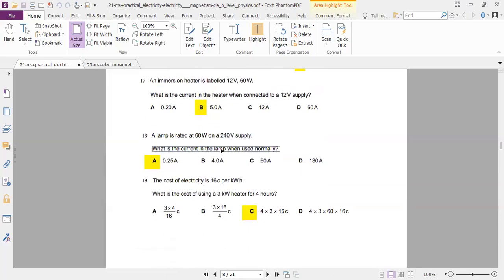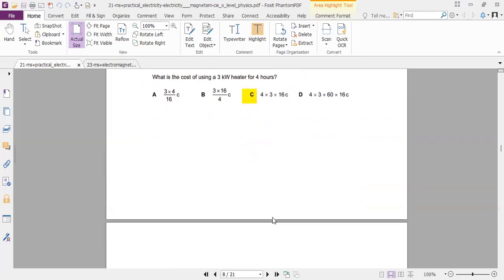The lamp is rated 60 watt. What is the current? Divide 60 by 240 gives you 0.25 current. P is equal to VI. Cost of electricity: 3 kilowatts multiplied by 4 kilowatt hours multiplied by 12. So 3 times 4 times 12, that's the correct choice.